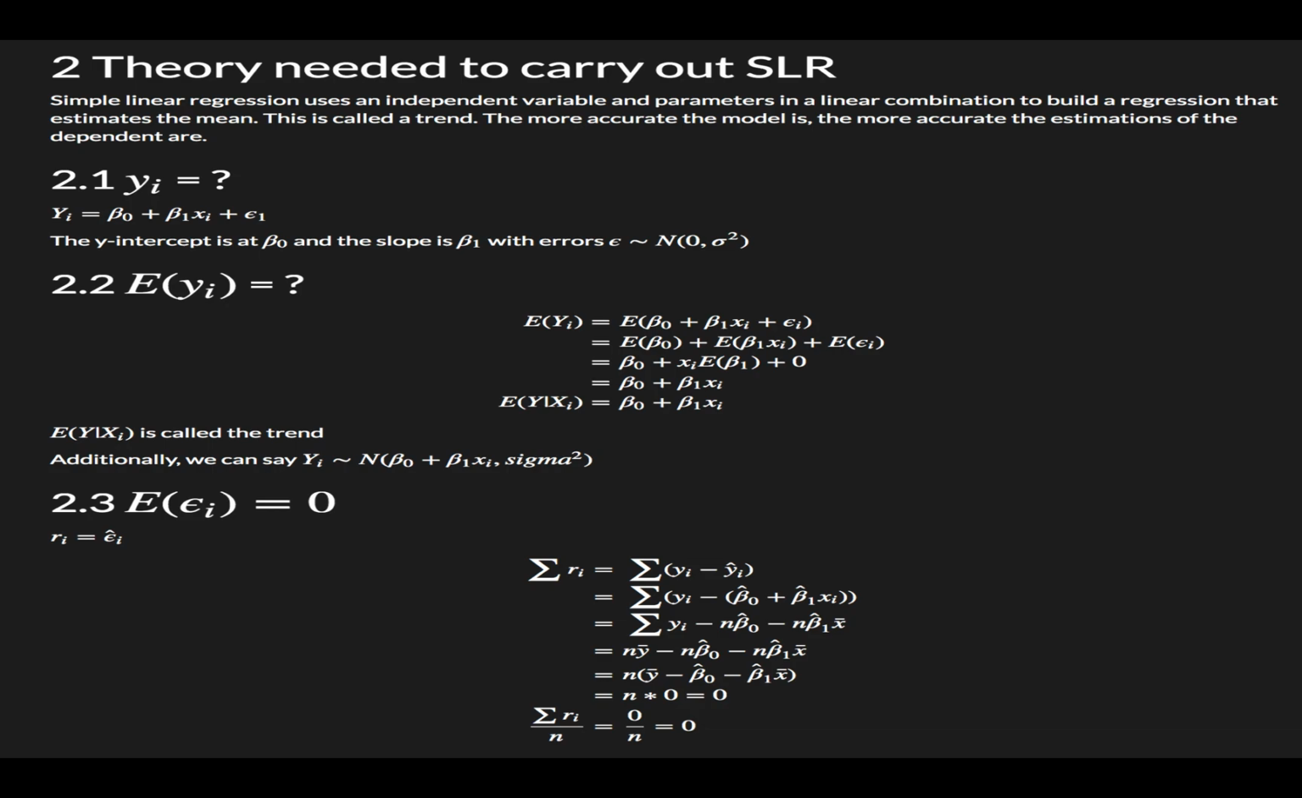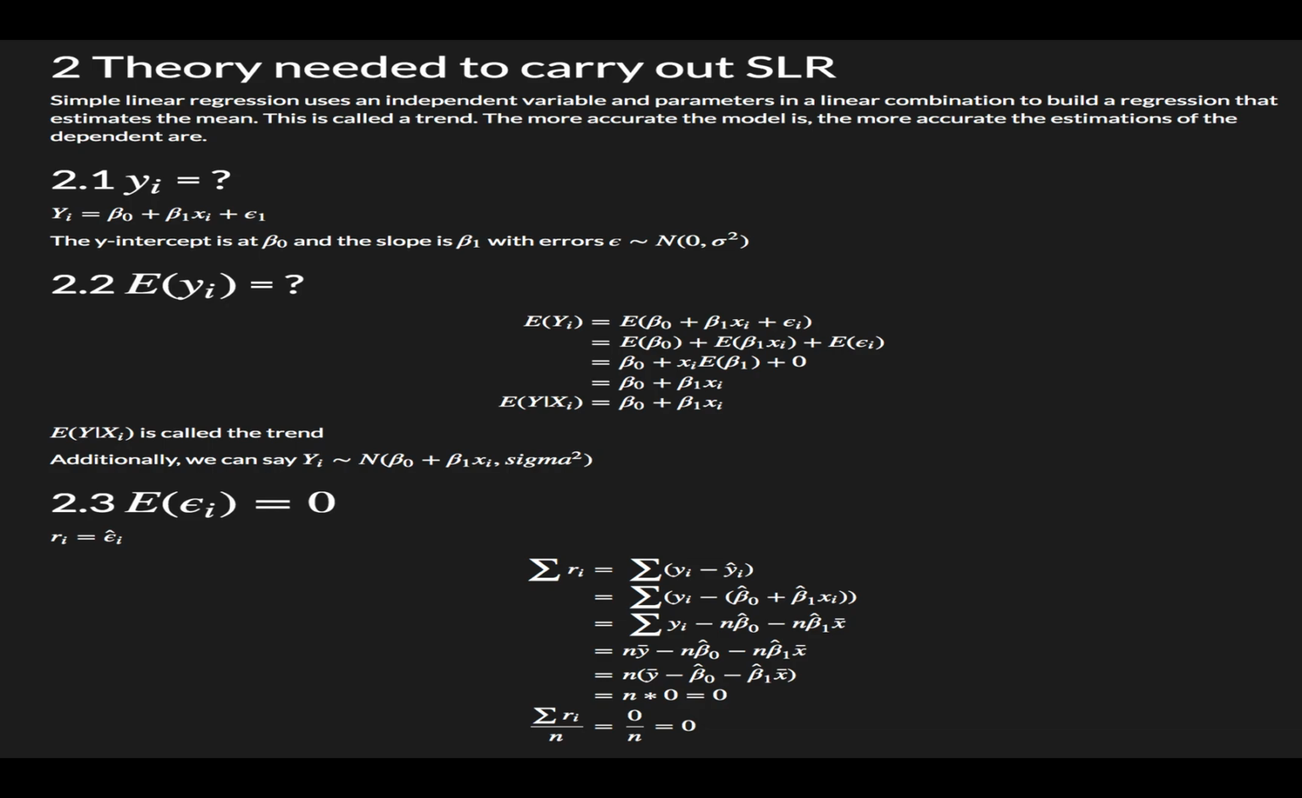This expected value of y given xi is called the trend, or the estimation of the mean that we talked about previously. Additionally, we can also say that yi is distributed normally with a mean of beta naught plus beta 1 xi and a variance of sigma squared.